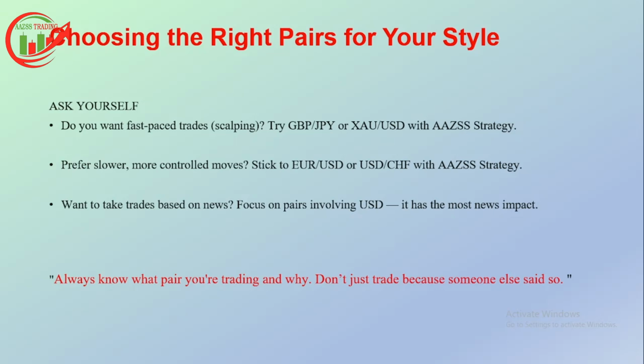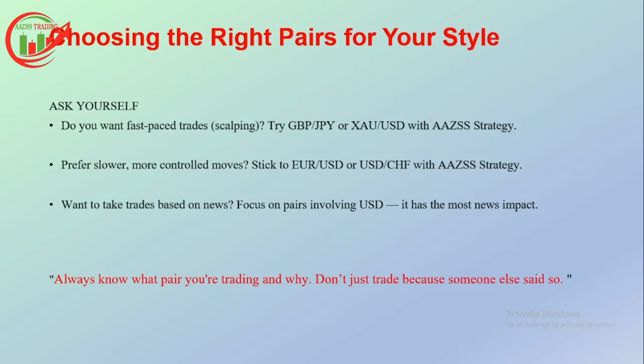Ask yourself, do you want fast-paced trades, like scalping, right? Scalping in trading is fast trading, where you enter the trade and exit quickly with small profits. So if you want fast trades, try GBPJPY, or gold, or EURUSD with our AZSS strategy, AZSS indicator, right?